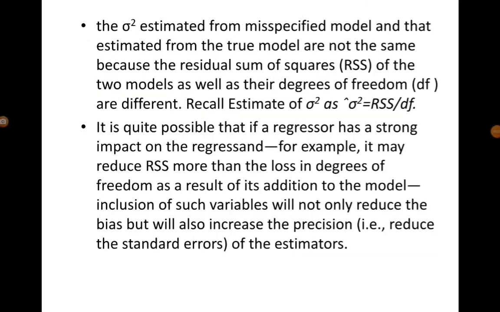And now there's an additional point that I want to discuss, which is that the sigma square that you have estimated, that is the variance of the population term that has been estimated from the misspecified model, will be different from the sigma square when estimated for the true model. This is because, if you remember, sigma square is a function of, or at least sigma hat. The sample estimate of sigma square is sigma hat square, which is the RSS divided by the degrees of freedom.